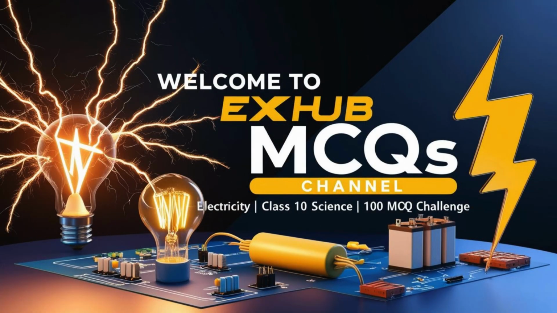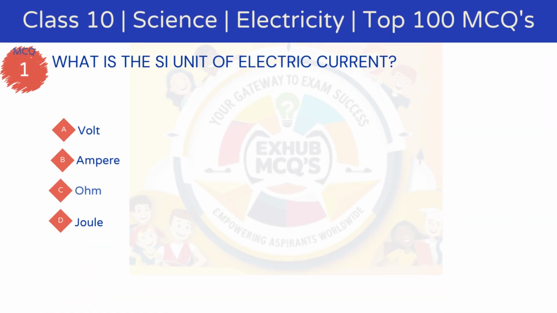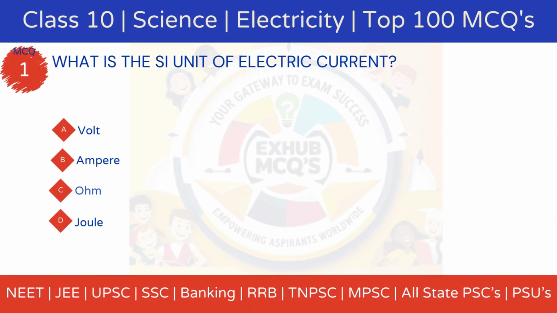Dive into chapter electricity with 100 expert-crafted MCQs to boost your understanding and exam success. MCQ 1. What is the SI unit of electric current? Option A, volt. Option B, ampere. Option C, ohm. Option D, joule.